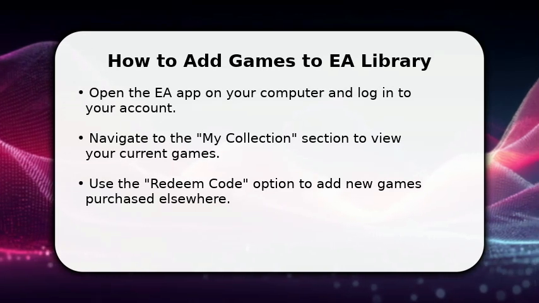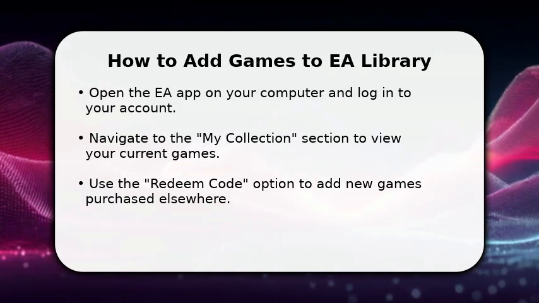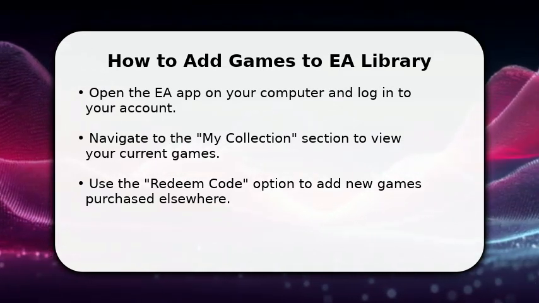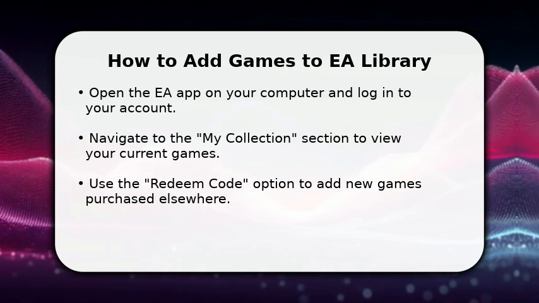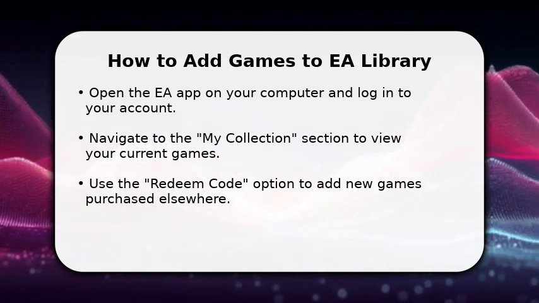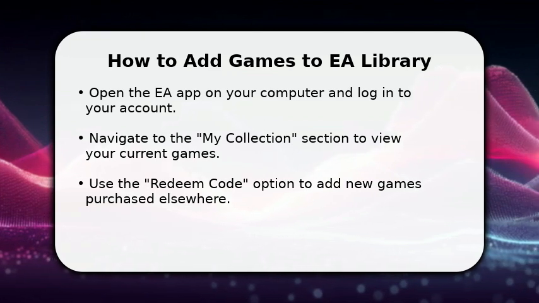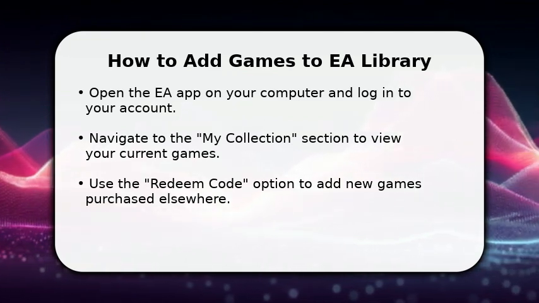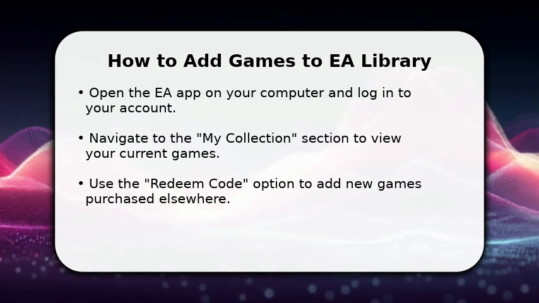In this video, I will show you how to add games to your EA library. First, launch the EA app and sign in with your credentials. Once logged in, you'll want to head over to the My Collection tab. This is where all your existing games reside.